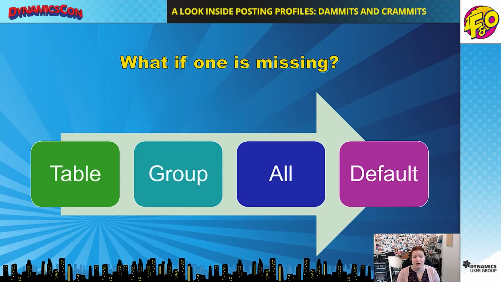Now, if you do not create a record for a posting type in a posting profile where the account code is set to all, and the system cannot find a matching posting profile record for the group or the table options, the system will revert to the default, which can be specified in the Accounts for Automatic Transactions page.